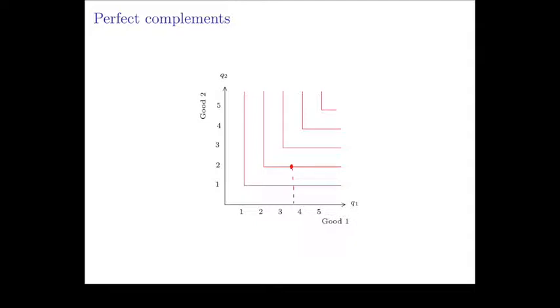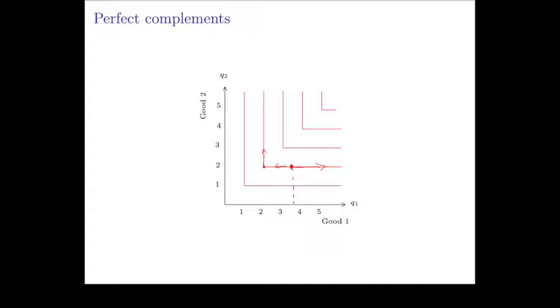So if I give you more of good 1, you're not going to be any better off, as long as I don't give you any more good 2. So you're going to be on the same indifference curve. And if I reduce the number of units of good 1 that you have, you're still not going to be any worse off until I get to the point where you have equal numbers of good 1 and good 2. Now from that point, if I start to give you more of good 2 without giving you any more of good 1, again, you're not better off. You stay on your indifference curve. So that's why you end up with these L-shaped indifference curves.